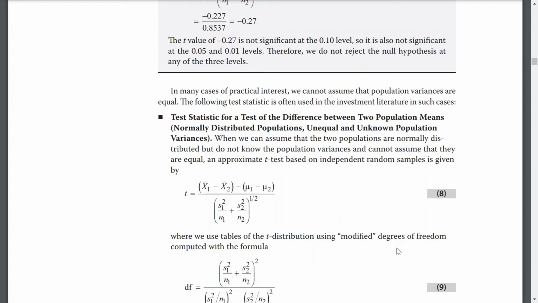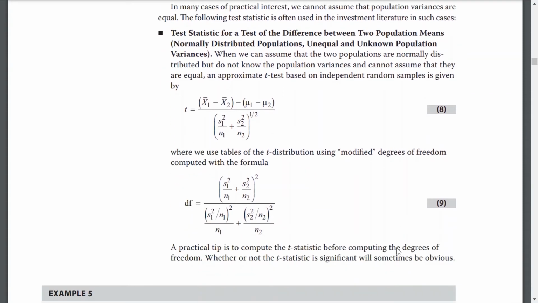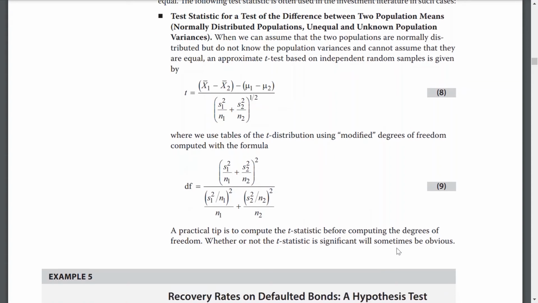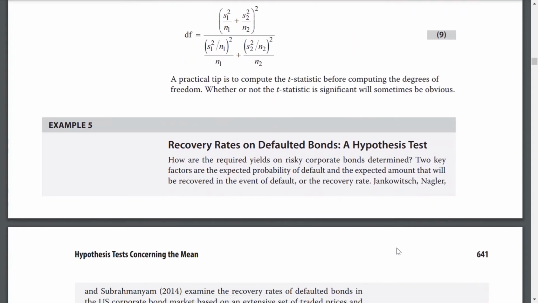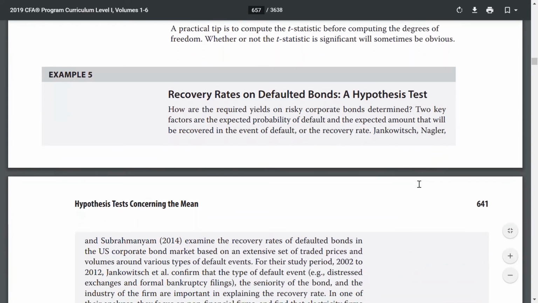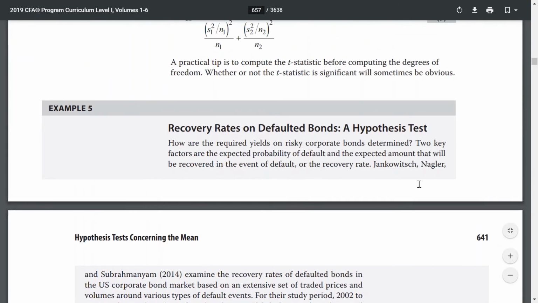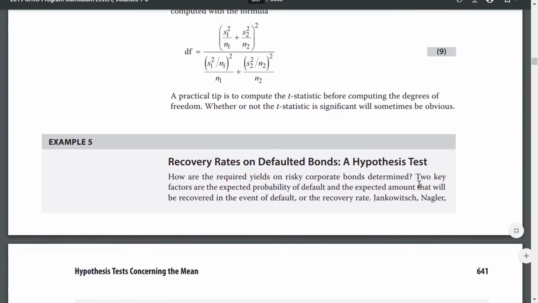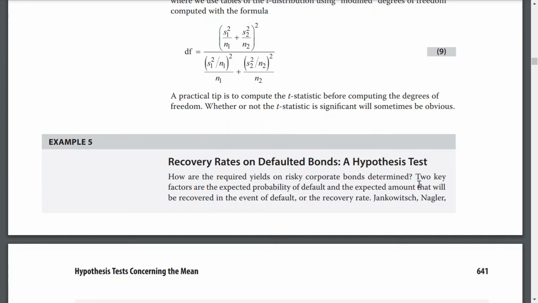An appropriate t-test based on independent random samples is given by this, where we use tables of the t distribution using the modified degrees of freedom computed with the formula. A practical tip is to compute the t statistic before computing the degrees of freedom. Whether or not the t statistic is significant will sometimes be obvious.